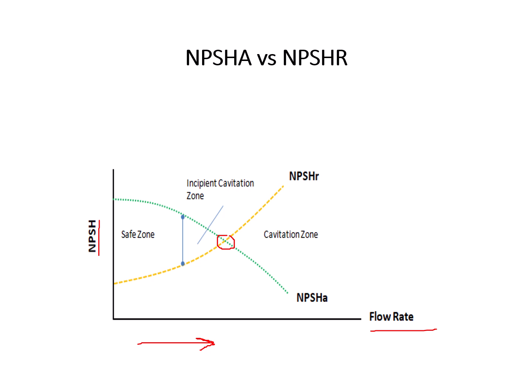So always make sure that you are in the safe zone. This is the safe zone, and you can see that the net positive suction head required is always below the net positive suction head available. So this graph is very important for you to understand.